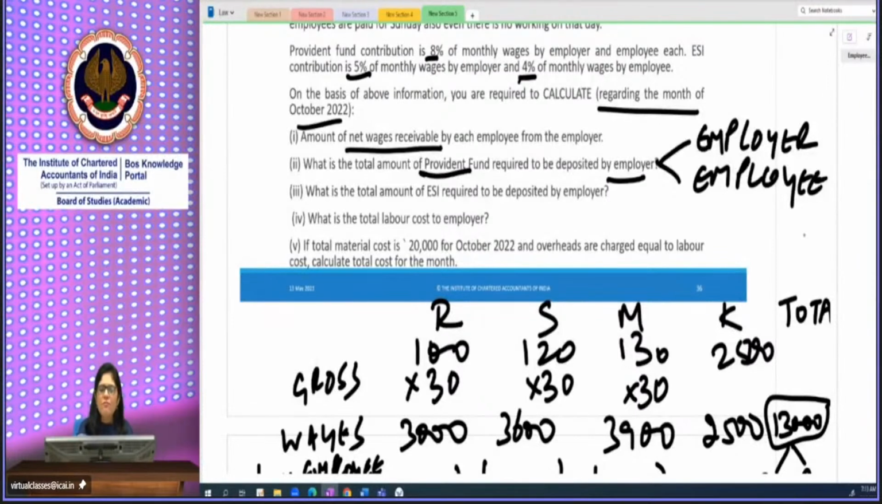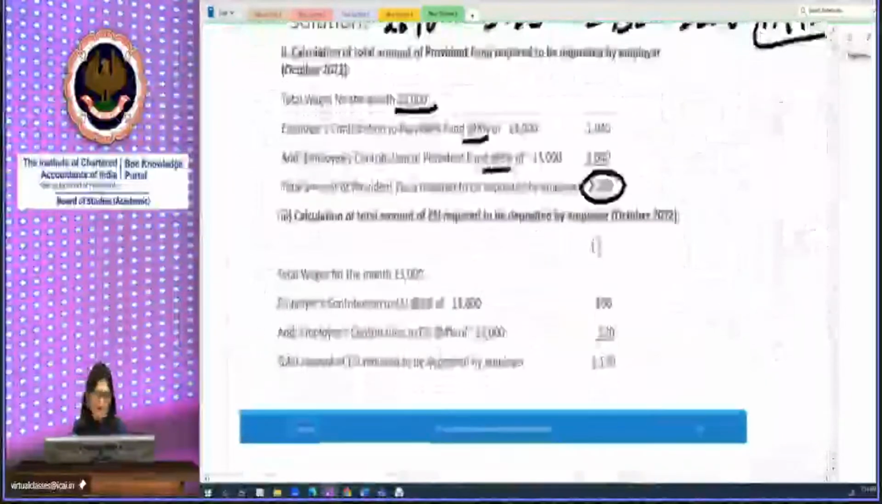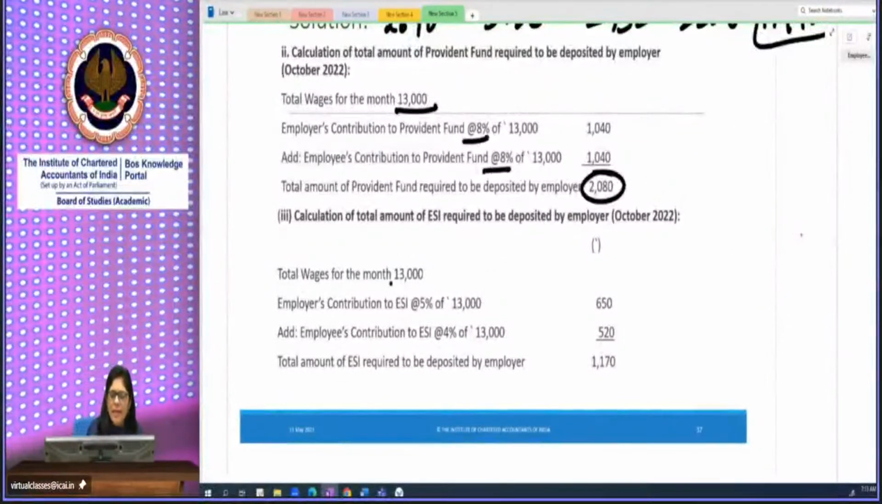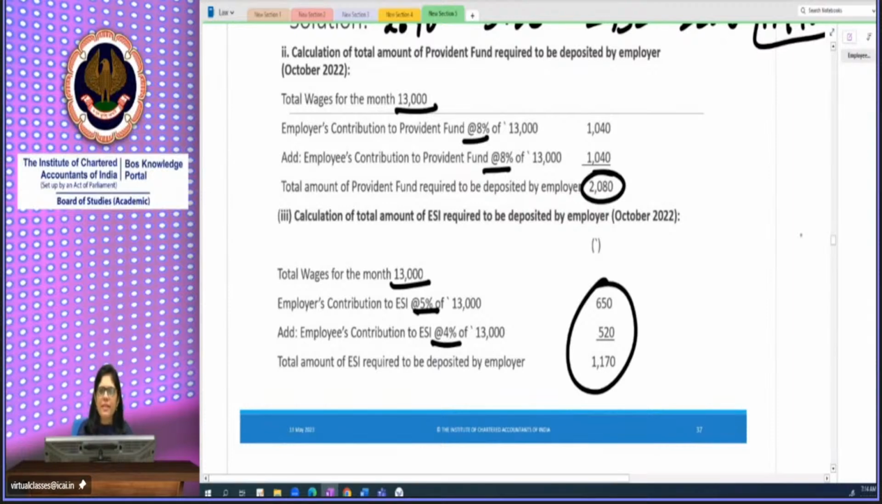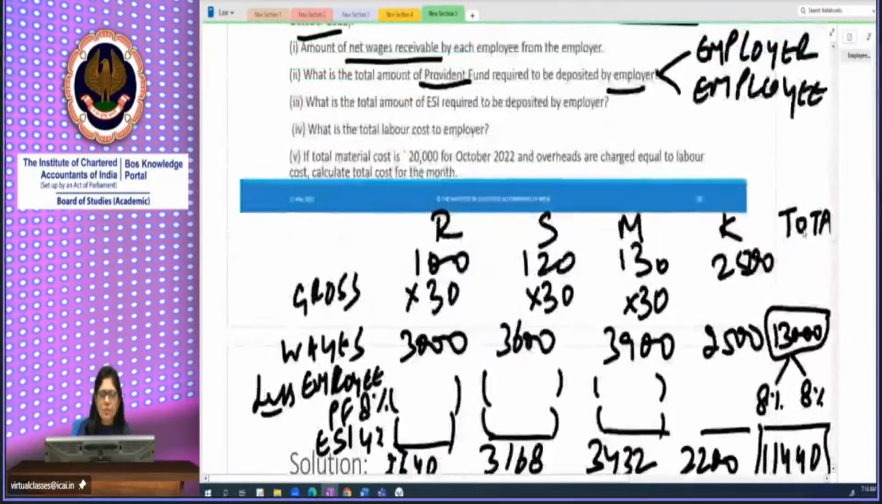Clear? We have to deposit on gross wages only. So the contribution will be on gross wages. Gross wages total are 13,000. So 5% employer and 4% employee. So here you can also see again total wages 13,000. So employer will deposit 5% as employer contribution and 4% of employee contribution. So both the contributions, 1170, will be deposited as ESI by the employer. All right. Let's move on.